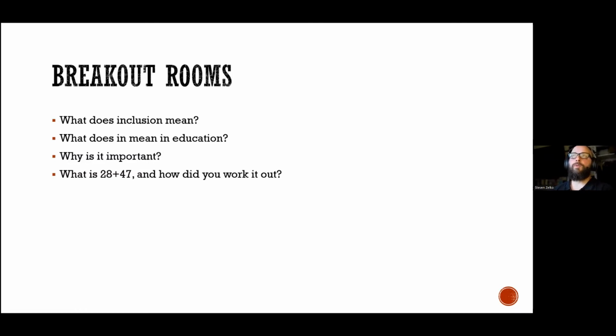And the big one for me is, why do we think inclusion from a general point of view and from an educational point of view is important? And the last question is one that I like to throw in there because it's an interesting one. What is 28 plus 47? But more importantly, how did you work it out? Because it illustrates a really interesting point.